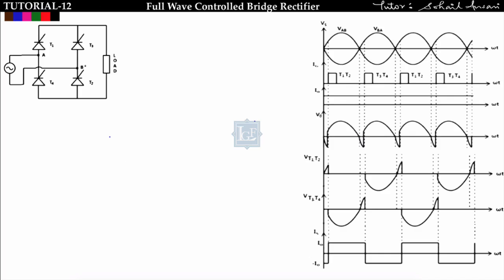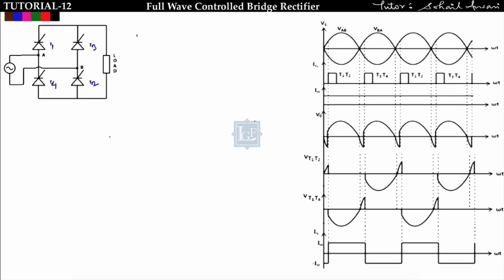So this is a full wave controlled bridge rectifier having 4 thyristors: T1, this is T3, this is T2 and this is T4. So T1, T2, T3, T4 are connected in bridge form, and here the load is connected and the supply is given, Vs equal to Vm sin omega t.